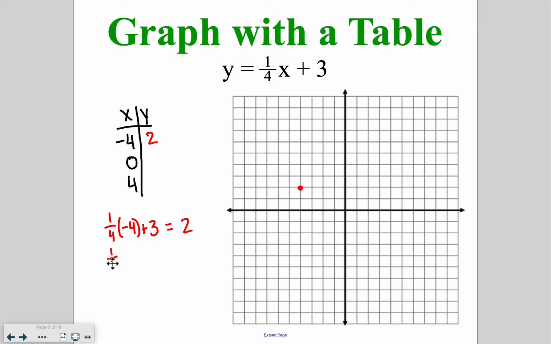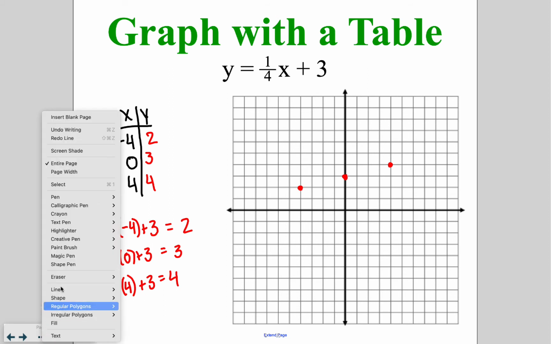Then I'm going to have 1/4 times 0 plus 3, which is going to give me an answer of 3. So my next point is going to be 0 left and right and up 3. And then my last point is going to be 1/4 of 4, which is 1 plus 3, which gives me an answer of 4. So my last point is 4 to the right and 4 up. So again, we used -4 and +4 instead of -1 and +1 so that when we did the multiplication by the fraction, it was going to give us a whole number.